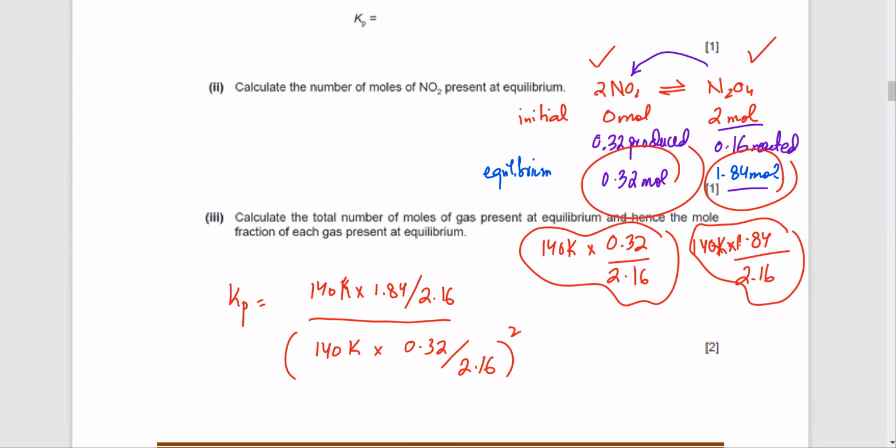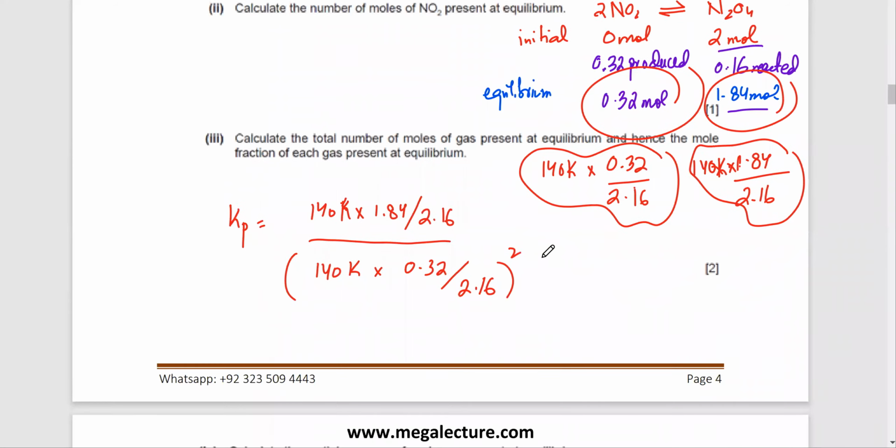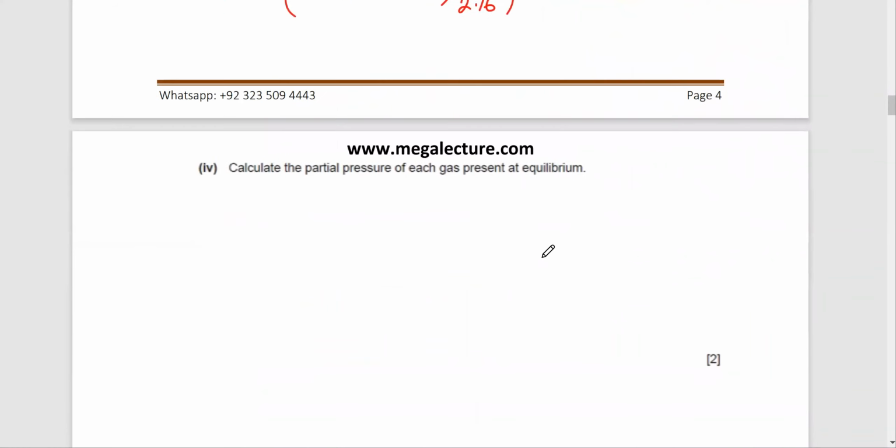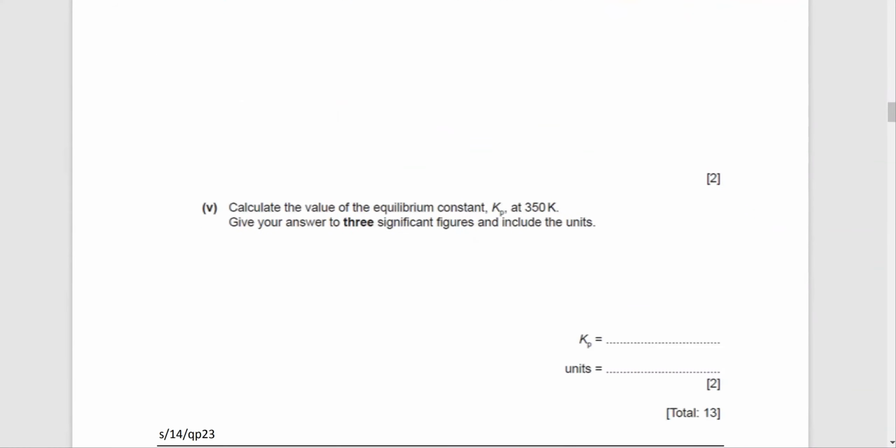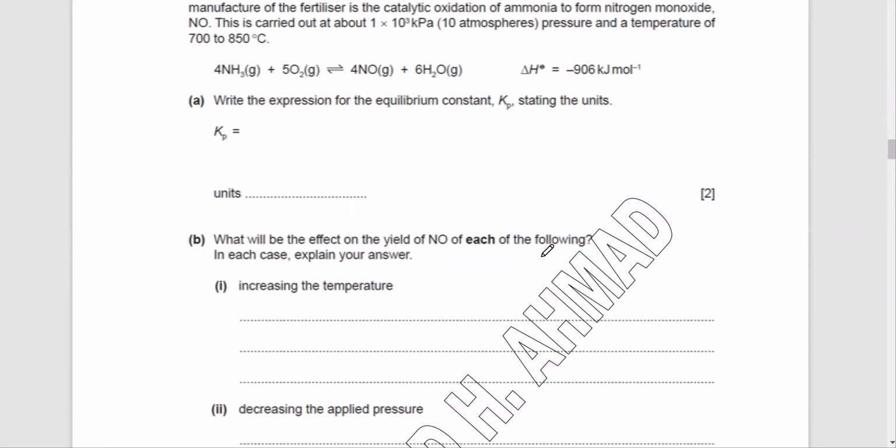because over here the moles are 2. So the reactant is going to be squared. Is this clear? Next one, let me leave this.